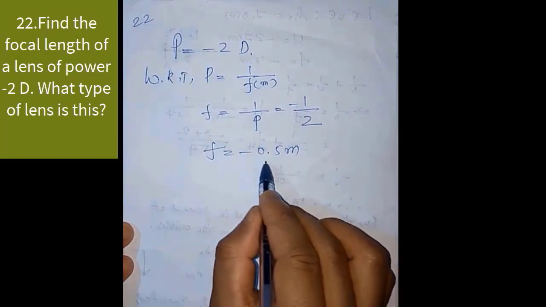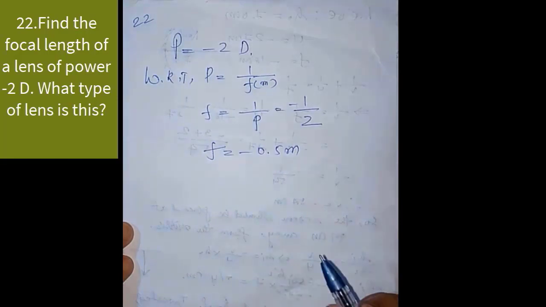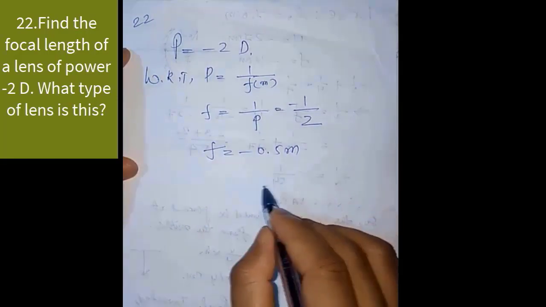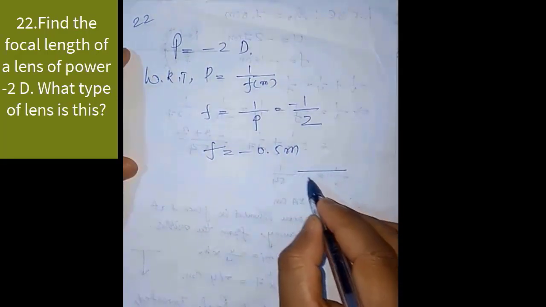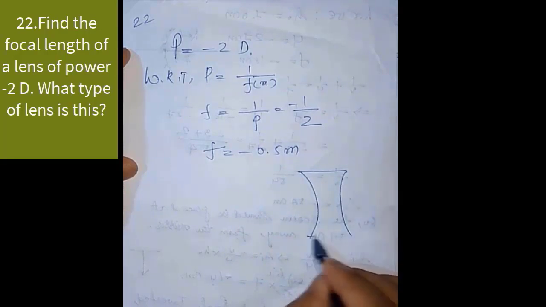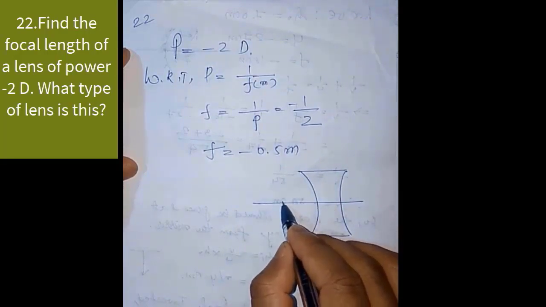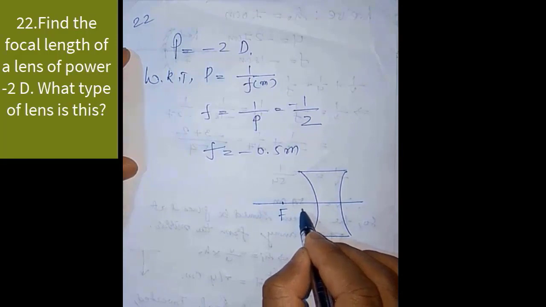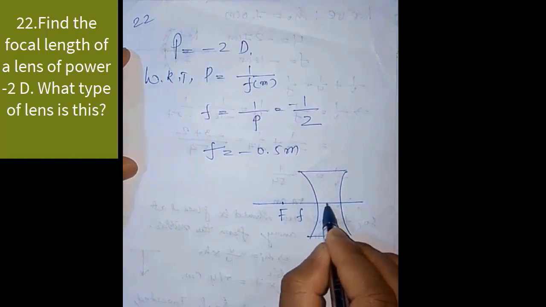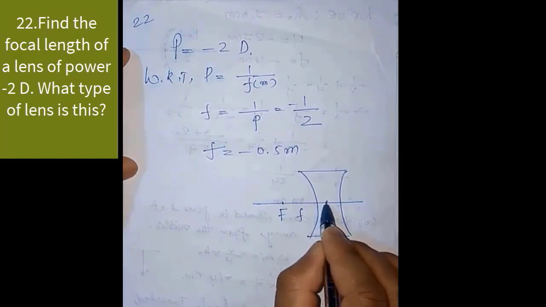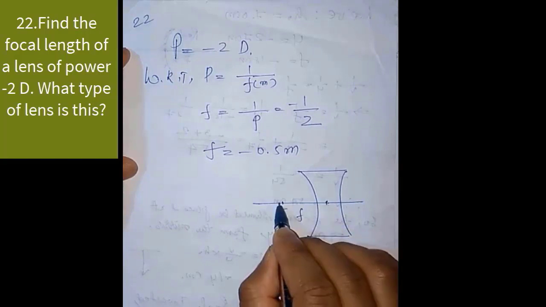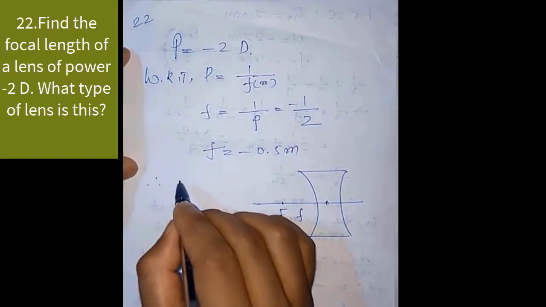So now focal length is negative. That means what type of lens will it be? Focal length is negative for a concave lens, right? You see, this is your concave lens. So here we have the focus, right? Principal focus. So this is the focal length. Alright. So whatever lies on the left hand side will be negative.